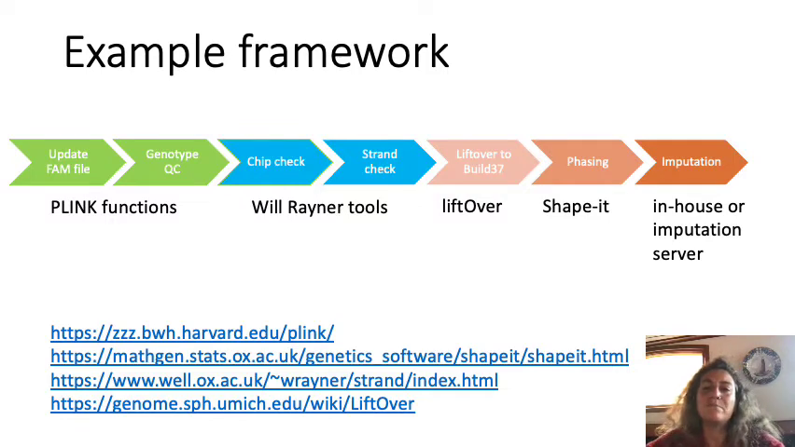So, using all the considerations mentioned up until now, you can build an in silico framework similar to this one. You can use, for instance, PLINK functions for the first two steps of genetic data QC. Then you can check chip information and strand issues using Rayner tools. And if needed, you can update your genome build by using the liftover tool, and you can then prephase by using Shapeit, and finally impute in-house or using one of the servers mentioned. Links to this software are given here.